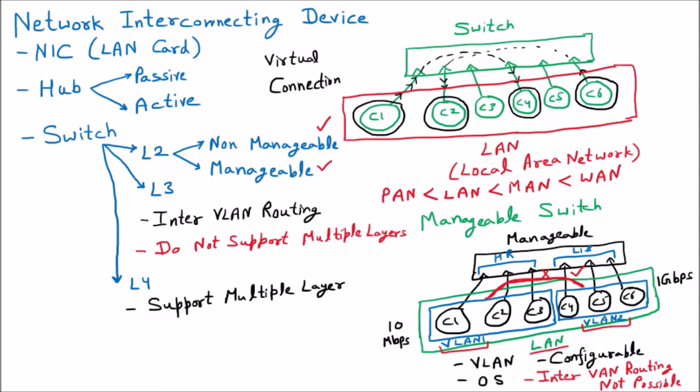So then we have the next type of switch, L3. In the layer 3 switch, inter-VLAN routing is possible, but it does not work on multiple layers. To overcome that, we have the L4 switch, which can work on multiple layers. But let me tell you, even in big industry you will find mostly manageable switches. The switches placed in your labs are non-manageable, and those placed in the server room are manageable. I will show you one diagram with the help of which you can understand how manageable and non-manageable switches work.